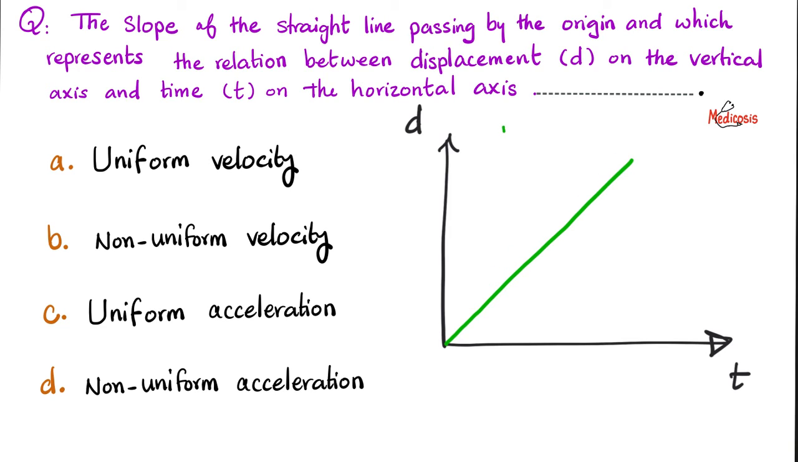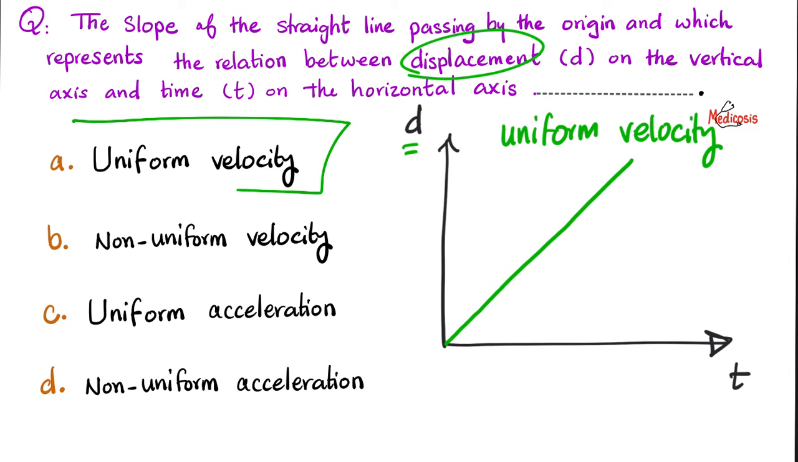If it's a straight line, this has to be uniform. Uniform what? Well, did they say distance or did they say displacement? They said displacement, so it's uniform velocity. Why velocity? Why not acceleration? Because acceleration is the change in velocity over the change in time. So if this was v and this was t, that will be uniform acceleration. But this is d, displacement, and t, time. Displacement over time is velocity, so this is uniform velocity, making A the correct answer.